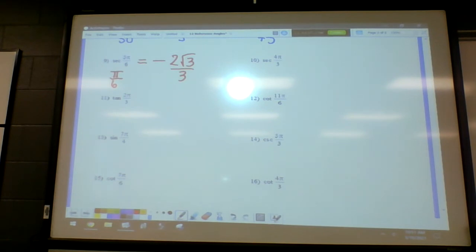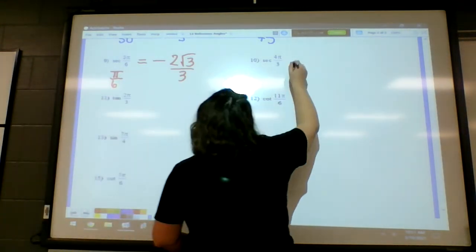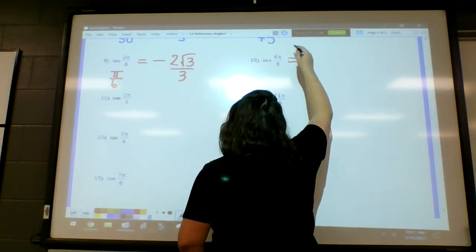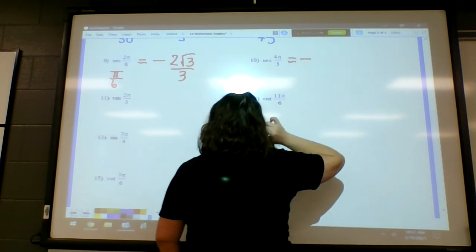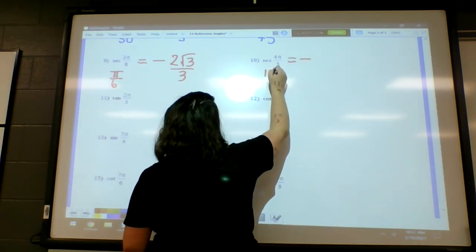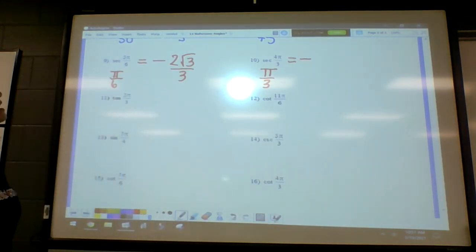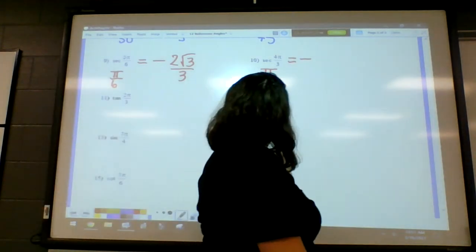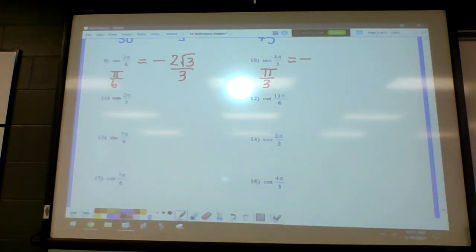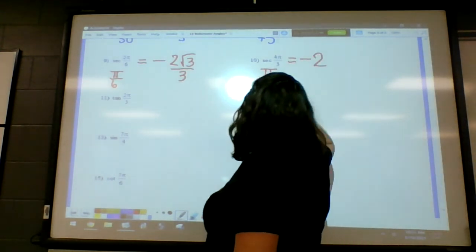All right, secant of 4 pi over 3, what quadrant? 4 pi over 3. The third one. It's slightly more than a pi, right? 4 over 3 is more than 3 over 3. So if this is in the third quadrant, is secant positive or negative? Negative. And what's our reference angle? Pi over 3, because you just need to take off 1 pi over 3 to get back, right? And so secant pi over 3 is the reciprocal of cosine. So the reciprocal of a half is just 2. So that one's negative 2.